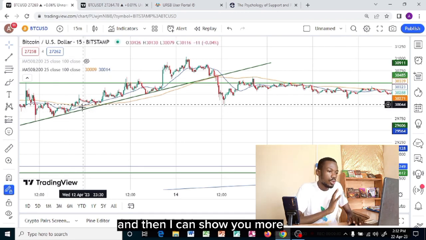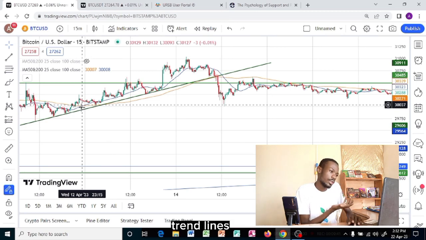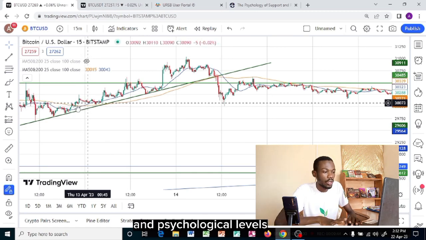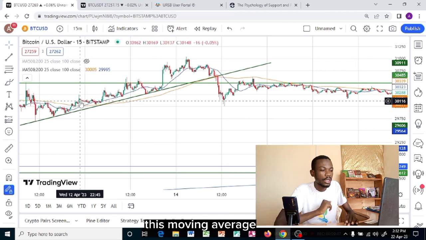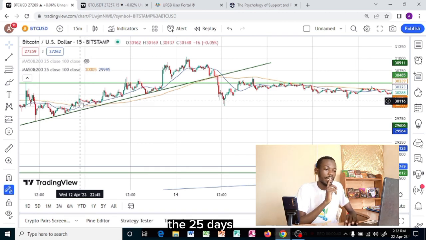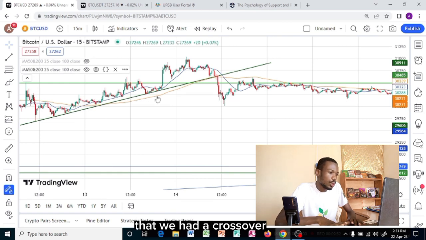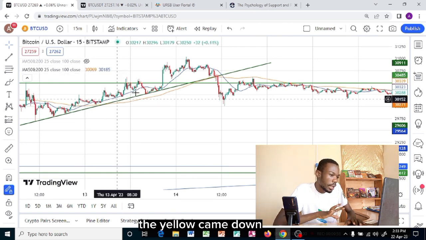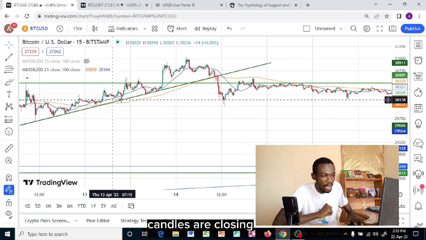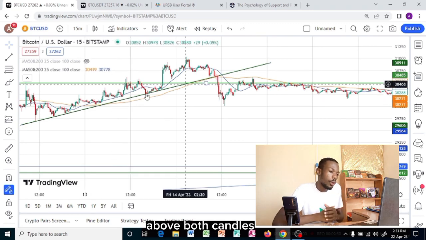And then I can show you more when it comes to this. We saw trend lines. Of course, I love trend lines and psychological levels, but today we are just talking about this moving average, the 25 days and 100 days moving average. Now you can see over here that we had a crossover, and the yellow came down, the blue went up. Candles are closing above both moving averages.